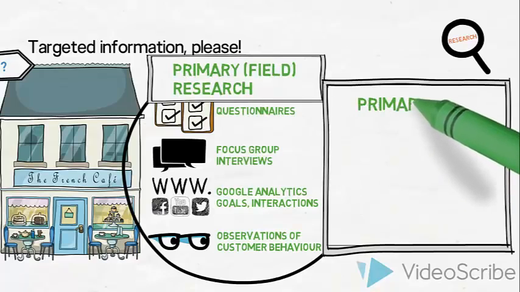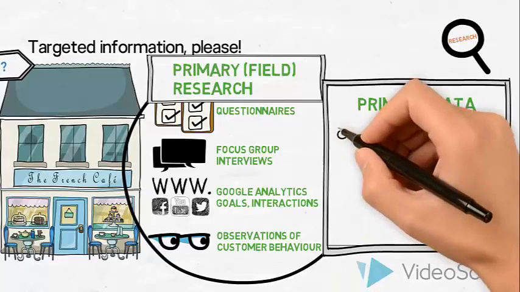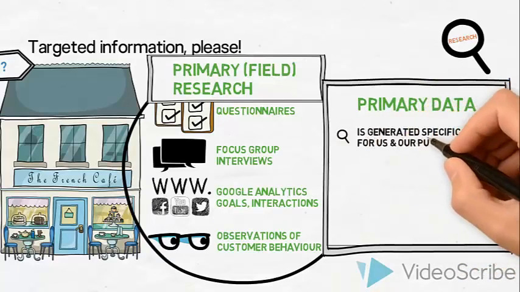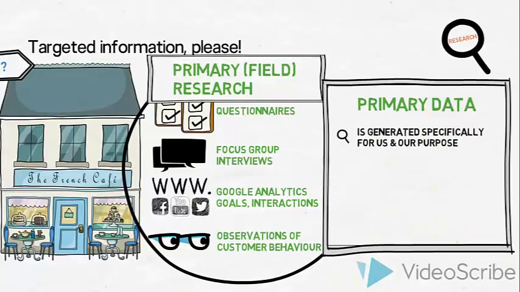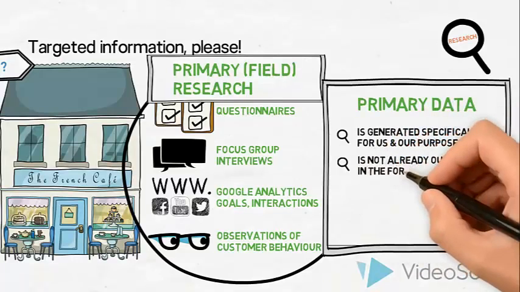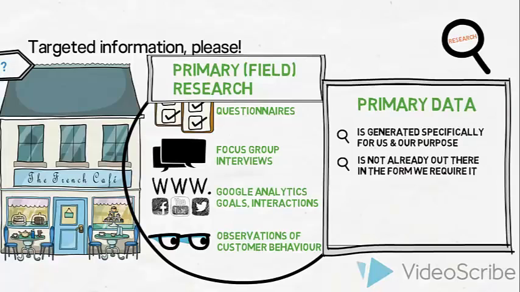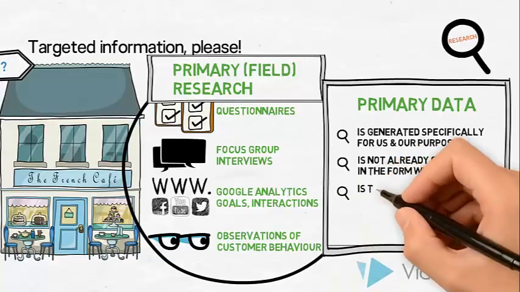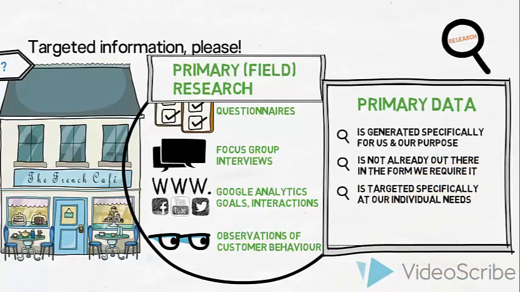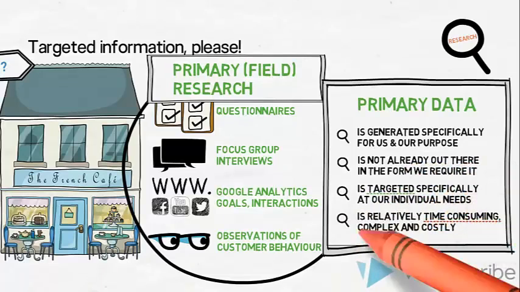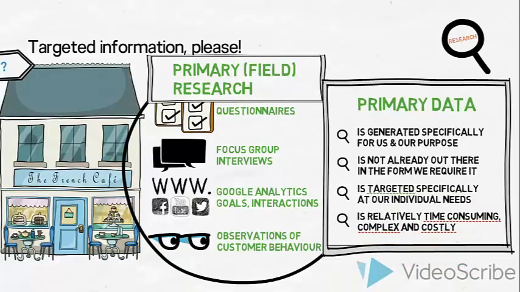So let us take a look at what characterizes primary data. Primary data is generated specifically for us and for our specific purpose. Primary data is not already out there in the form that we require it. We could argue that the online behavioral data already exists, but the French Cafe is now setting up specific filters to track and show an exact behavior. The benefit of primary data is clearly that it is targeted specifically to our individual needs. However, the disadvantage is that it is relatively time-consuming, complex to carry out, and therefore also relatively costly.